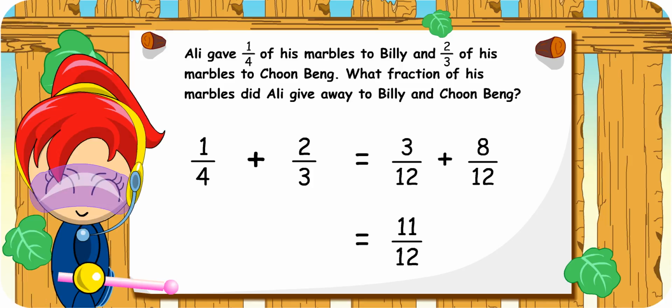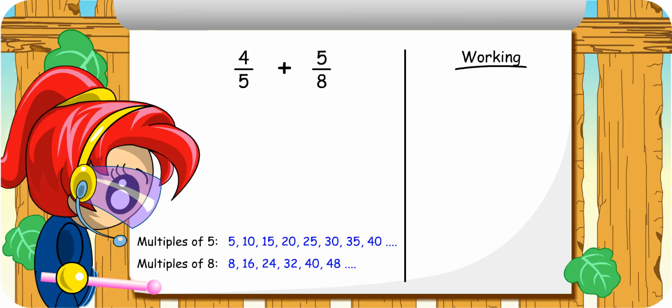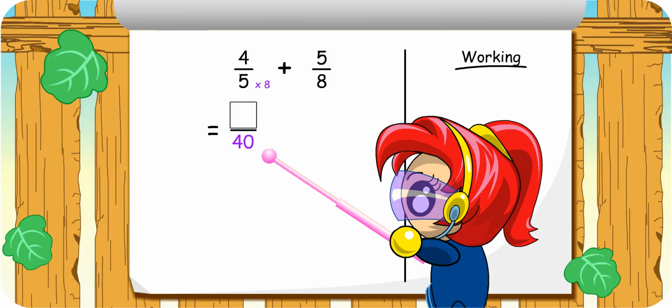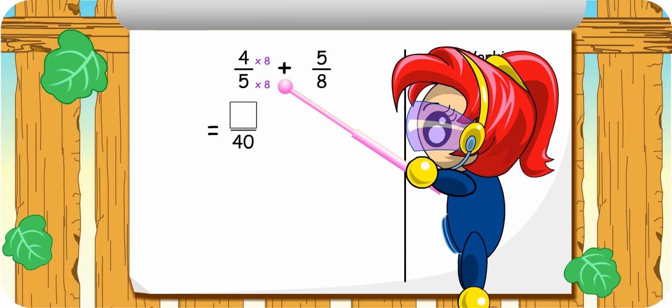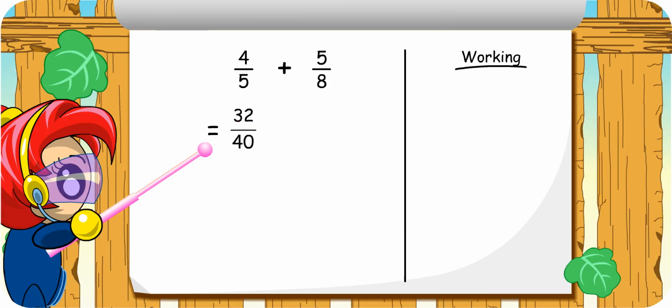Can I try a sum? Sure, Turbo Girl. What is 4/5 plus 5 over 8? I change the fractions into like fractions by finding equivalent fractions. To get equivalent fractions, I find the first common multiple of 5 and 8, which is 40. I multiply the denominator by 8 to get 40. Similarly, I have to multiply the numerator by 8, which is 4 times 8, which equals 32. So I get 32 over 40.